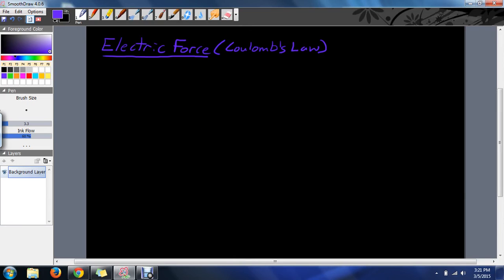Today we're going to learn about the electric force, otherwise known as Coulomb's law. You remember charge, that quantity called charge that electrons have, protons have, is measured in coulombs.